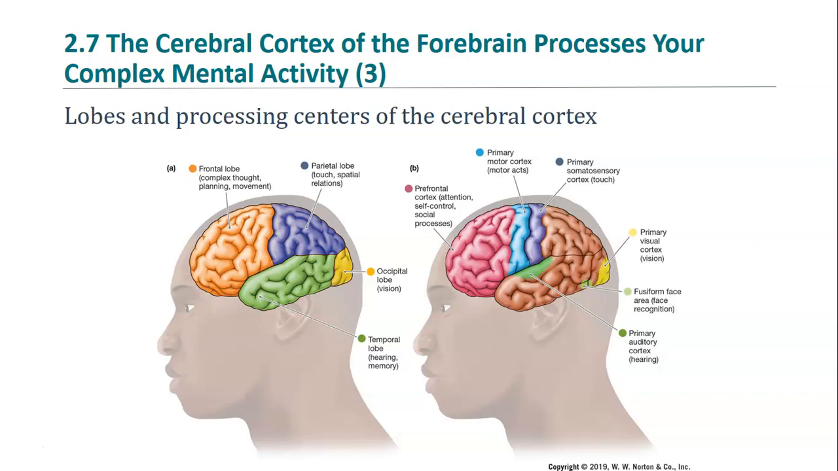Behind the frontal lobe is the parietal lobe, which is involved in touch sensations, particularly in the primary somatosensory cortex, and localizing objects in space. Underneath the temples is the temporal cortex, which is involved in hearing, memory, and understanding language. In the very back of the brain is the occipital lobe, which is where visual interpretation begins.